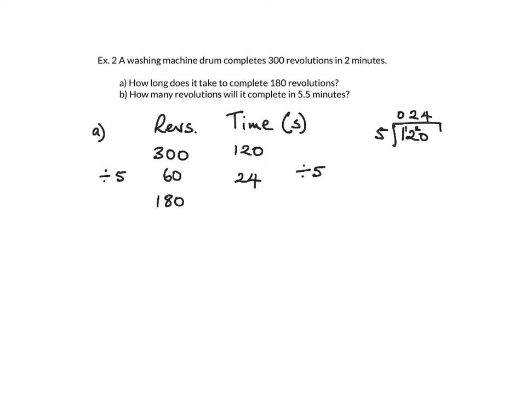How do I get from 60 to 180? I multiply by 3. I must do the same to the other side. 3 times 24, 3 20s are 60, 3 4s are 12, 60 and 12 is 72. So it takes 72 seconds.